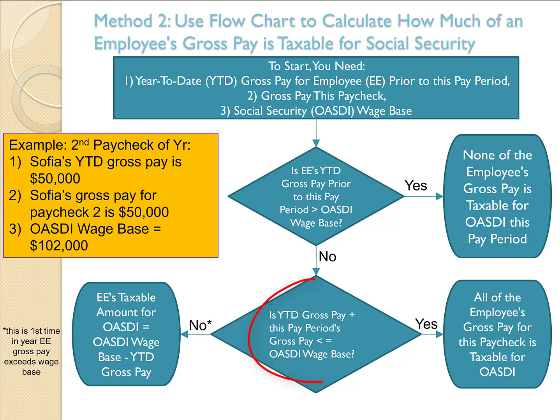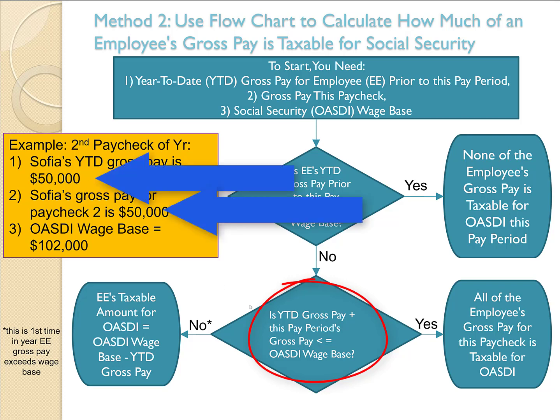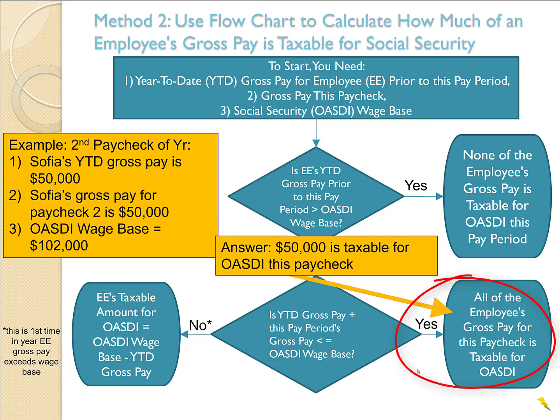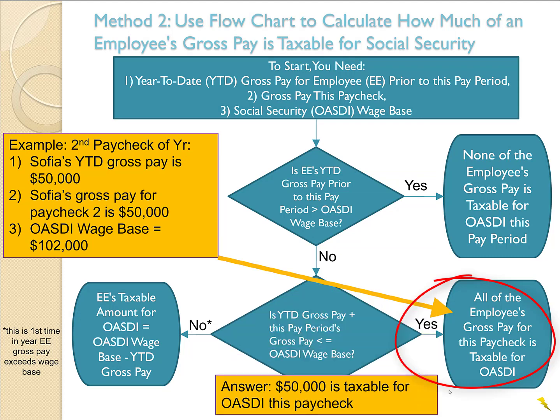So we go down here. It says, is the year-to-date gross pay plus this pay period's gross pay, so in other words, $50,000 plus $50,000, that's $100,000, less than the OASDI wage base? The answer is yes. So all of the employee's gross pay for this paycheck is taxable. So for paycheck 2, it's still $50,000 taxable for OASDI.